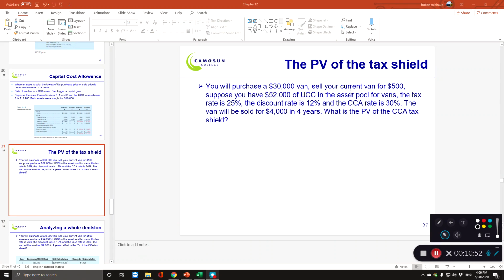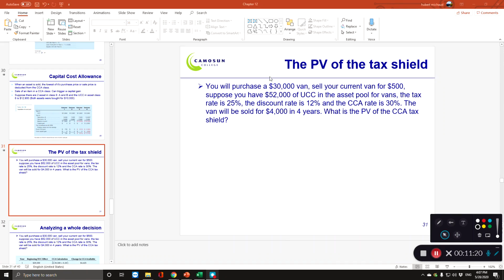Okay, we sell our current van for 500. And we have 52,000 in undepreciated capital costs in the asset pool for vans. Our tax rate is 25%, the discount rate is 12%, and the CCA rate, the rate at which we can depreciate this asset pool, is 30%. Okay, we will sell our vans in 4 years from now. What would be the PV of the tax shield generated by this whole transaction?